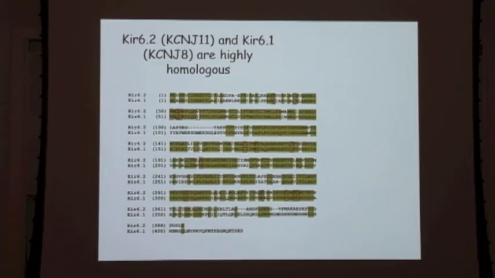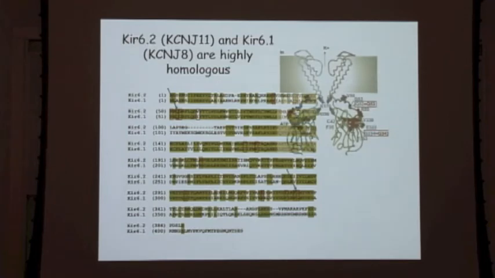And just as one illustrative point, Kir6.2 and Kir6.1, these two genes which make up the pore-forming subunits of the channel, are very similar to each other. The yellow boxes on here mark identity. The red boxes mark some of the early mutations that were identified in neonatal diabetes. You can see that essentially every residue is completely conserved. So those mutations which cause a gain of function in Kir6.2 and therefore cause neonatal diabetes should, and probably will, occur in Kir6.1 and should cause a gain of function.